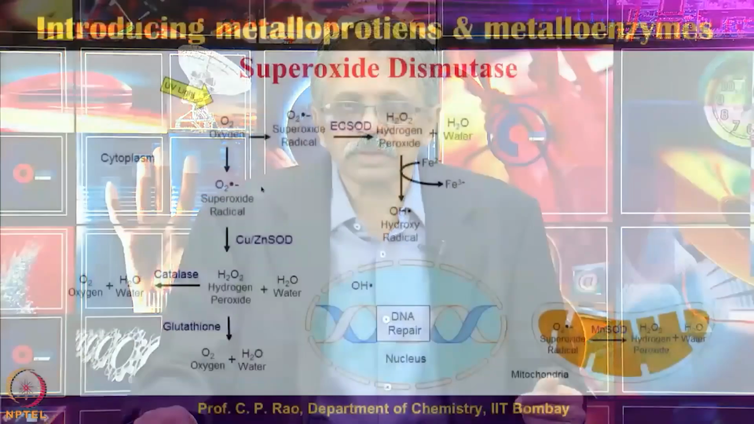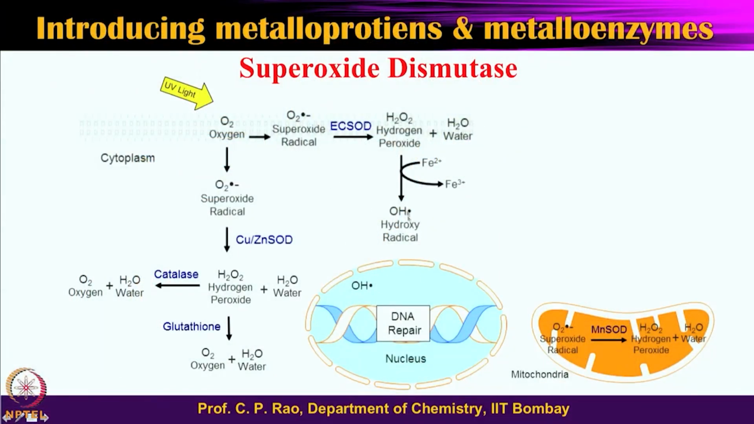Now, one last enzyme that we would like to look at is very important in the body, because the body is always under assault by oxygen radicals, because the cells work on oxygen. So, oxygen radicals are continuously formed, and these oxygen radicals are toxic. Therefore, there should be something that removes them.